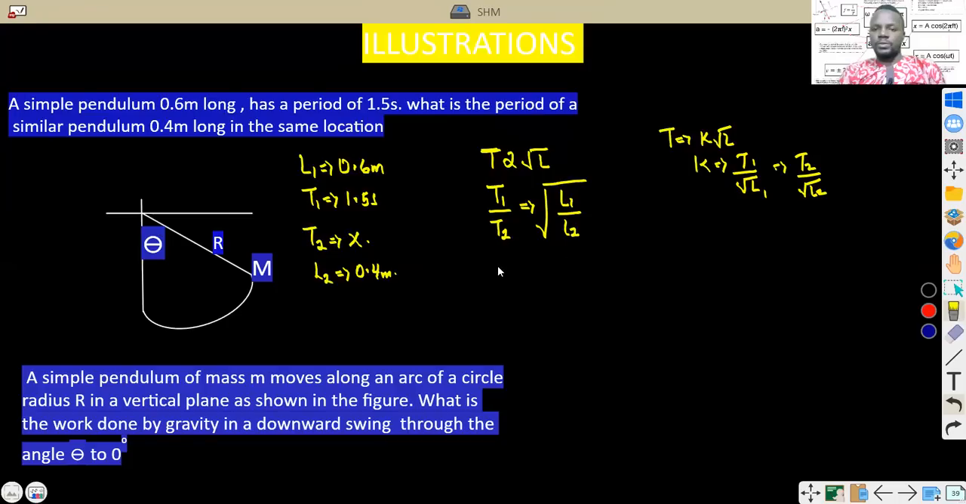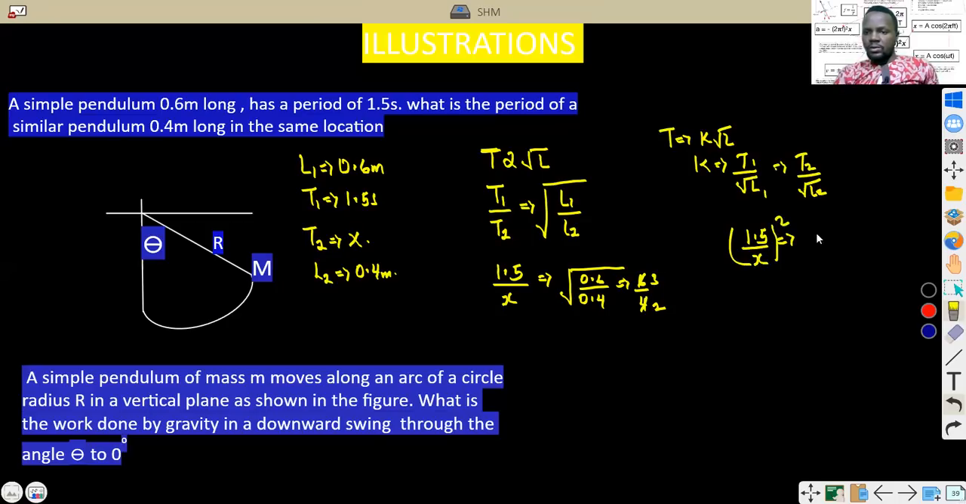T1 here is 1.5, and I'm looking for x. So 1.5 over x is equal to the square root of the first length, 0.6, divided by the second length, 0.4. How do I do this? I square both sides. And if I don't want to square both sides, I can write this one as 6 over 4. If I write 6 over 4, dividing by 2 gives 3 over 2. That's just another way to do it. I'm just using my own brain like that, which I believe you can do better. So 1.5 over x, squared, is equal to 3 over 2.